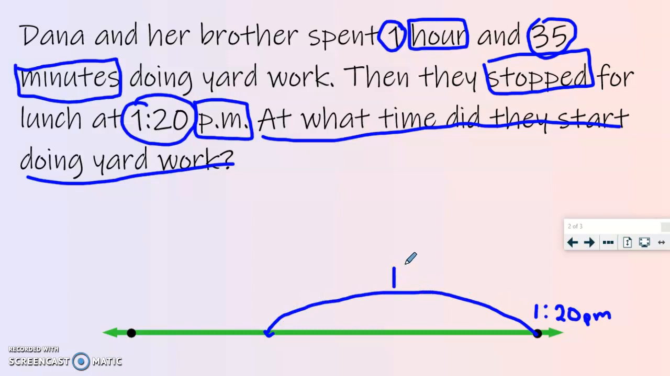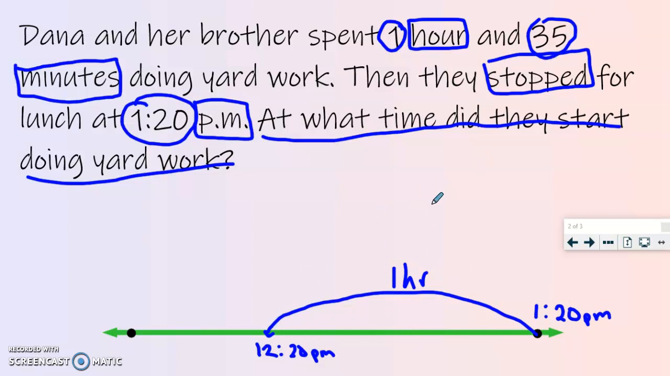So if I go back 1 hour, that would take me to 12:20 p.m. All right. So remember that 12 o'clock is when we reset, kind of. We go from 12 p.m. to 1 p.m. All right. And so now I have my 35 minutes left.